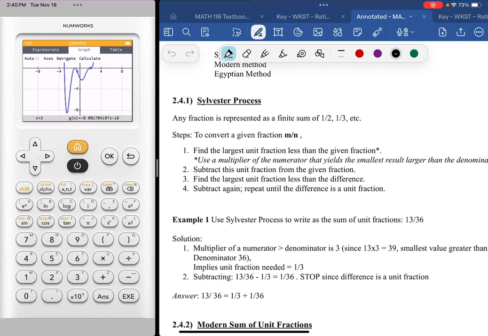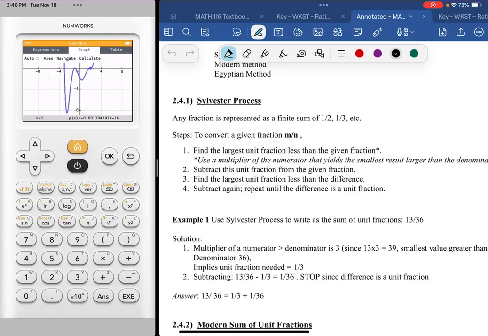Any fraction is represented as a finite sum of 1/2, a third, etc. All right, so we're looking at really any fraction being the sum of other fractions where the numerator is equal to 1. All right, the process is going to feel a little weird, but it's very procedural.